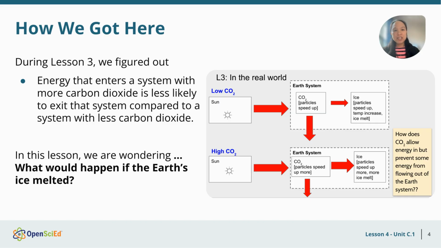At the end of Lesson 3, we conclude that energy entering a system with higher atmospheric carbon dioxide concentration is less likely to exit that system compared to a system with lower atmospheric carbon dioxide concentration. So, in this lesson, we are wondering if there is more energy being kept within Earth's system, what would happen if Earth's ice melted?